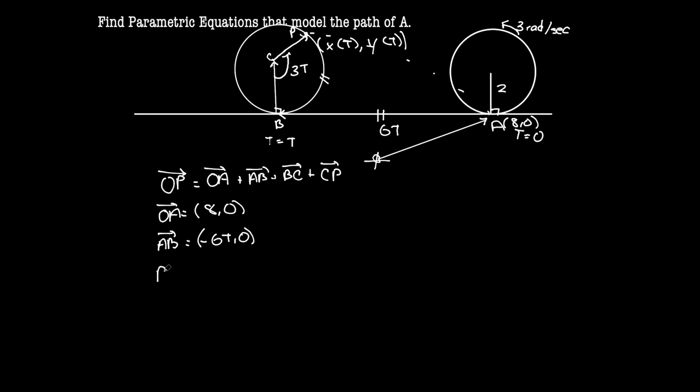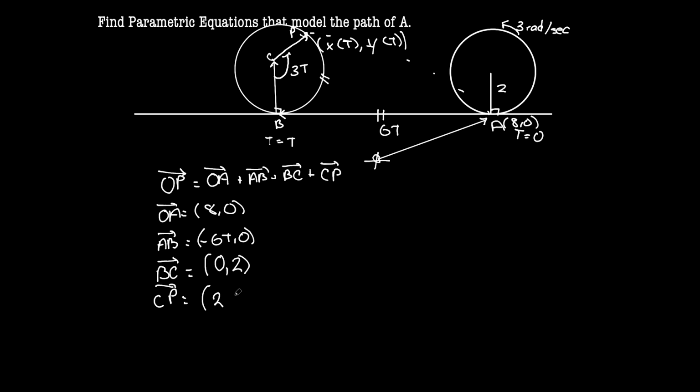Now let's look at our BC value. Since it's the point of tangency, this is perpendicular, forming a 90-degree angle. Therefore, we're going to be moving nowhere in the x direction, only in y. So it'll be 0, positive 2, since we're going 2 units up. And now CP. This one's a bit harder, but it's pretty straightforward. We know our radius length is 2. That's the magnitude of the vector.